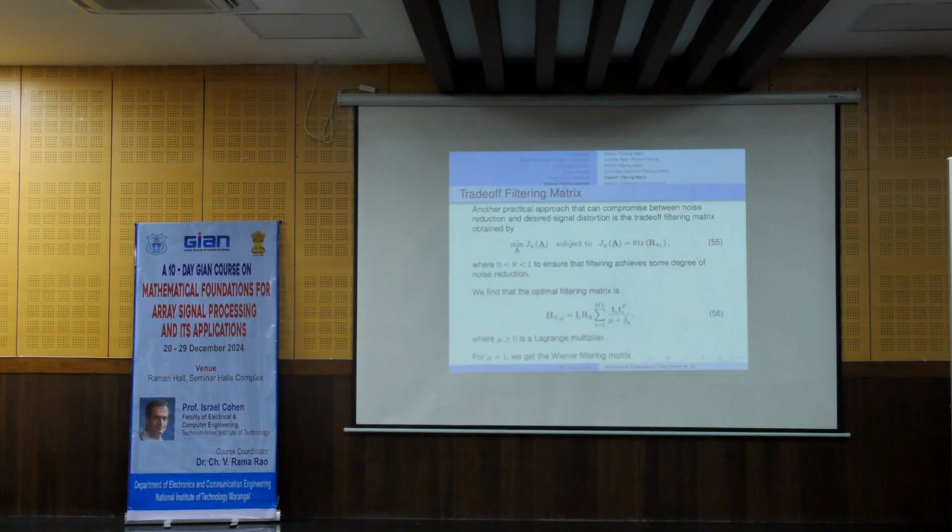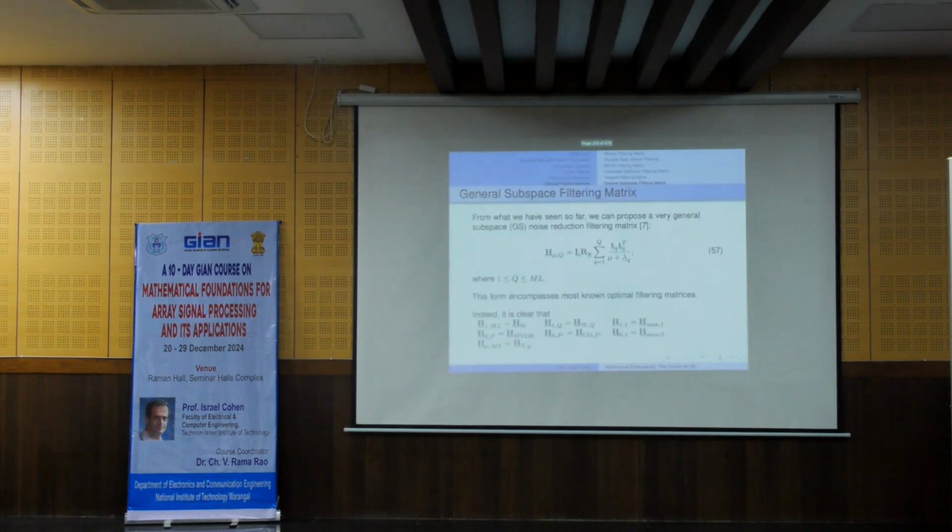So what I can do, I'll return to this example shortly, but I now can formulate a more general filtering matrix. I will call it the general subspace filtering matrix. It's just a name. You can call it any name. Any name is fine. Makes sense. You can invent names for new things. Try to do it for new things. If you do it for something which is known and you put a new name, people think, okay, you're not familiar with what exists.